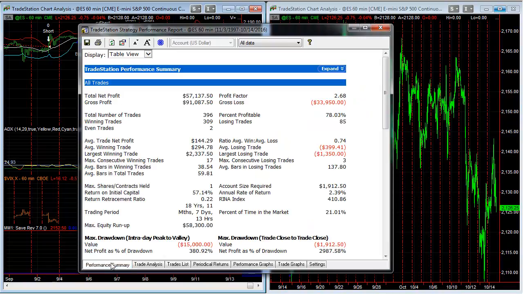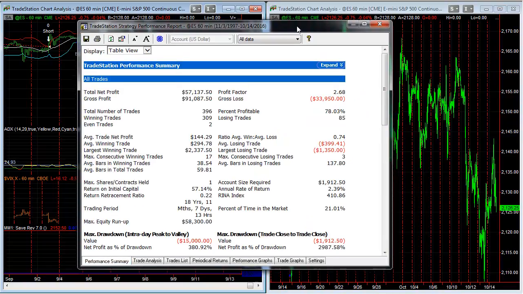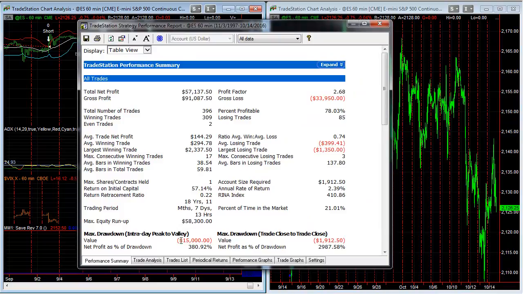What is the catch? There is no stop loss on this strategy. So the worst case drawdown is $15,000 or 300 S&P points. Not many traders want to go through that, even though it does have 78% winners. The closed trade drawdown is only $19,125, and the net profit is $57,137.50. That's one contract since November 3rd, 1997, which is the beginning of the E-mini S&P and when it started trading.